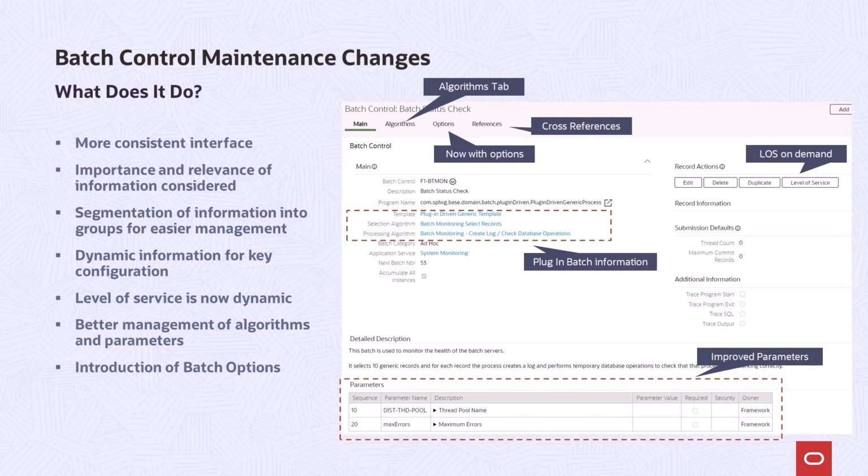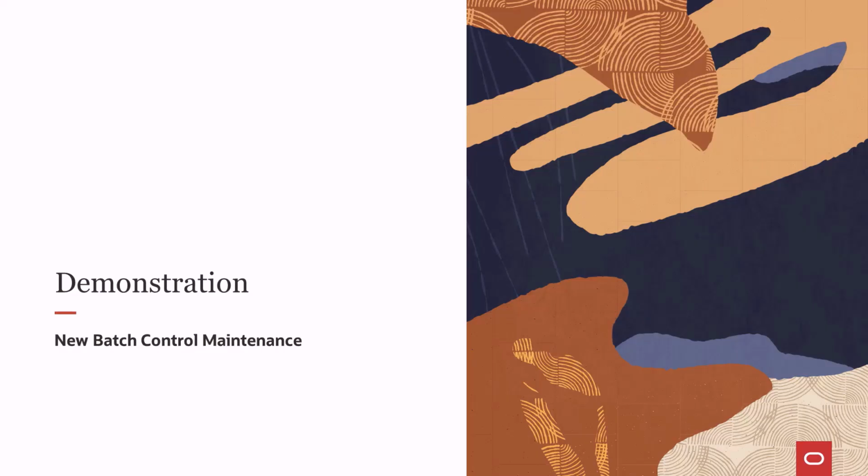In past releases, the level of service was always calculated as part of the loading screen. This can be quite complex, so it's not calculated by default in this new release, but you can request it via a dedicated button. Algorithms and parameters have been made consistent with other portals, which will show overrides as necessary. In this release, we're also adding batch options, which allow customers to further influence behavior and provide additional configuration options for now and in the future. Now, let's take a look at the batch control maintenance feature.